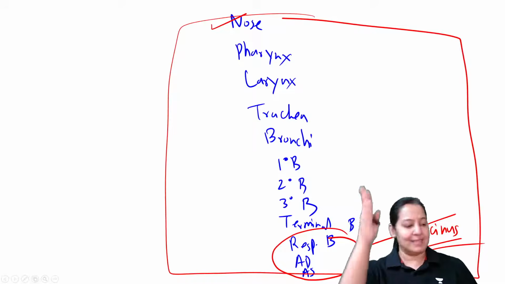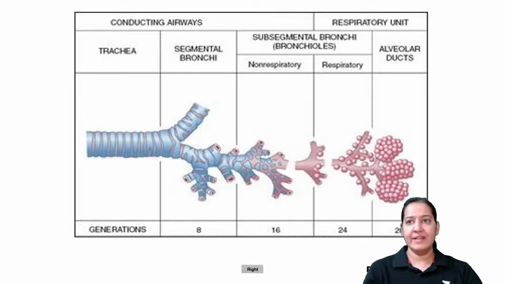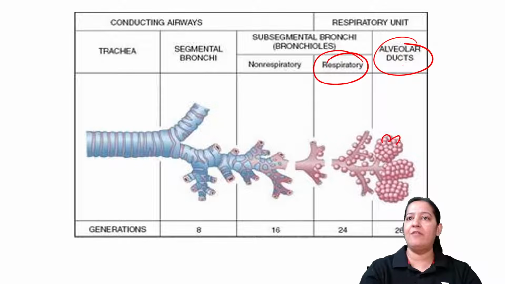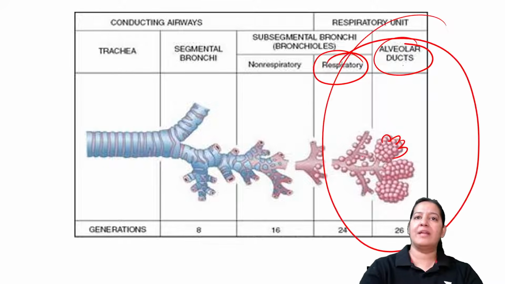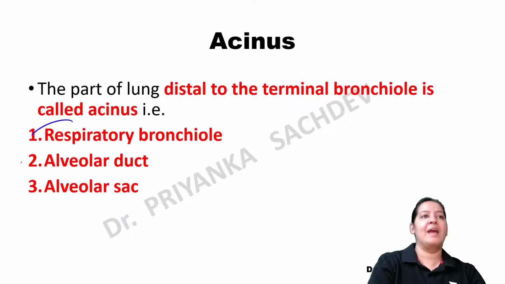So that is acinus. The last three things together are known as acinus, right? This is the respiratory bronchiole, you can see, and these are alveolar ducts, from which the balloons, the alveolar sacs, are arising. So these three things together are known as acinus. You can see the acinus here.